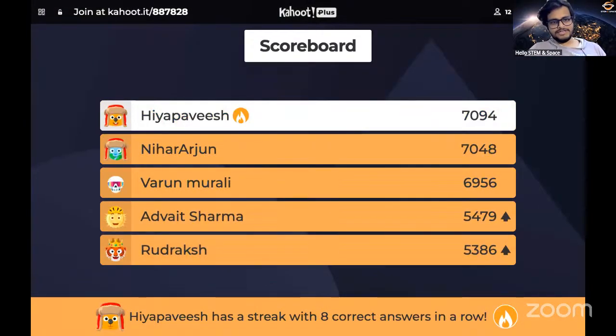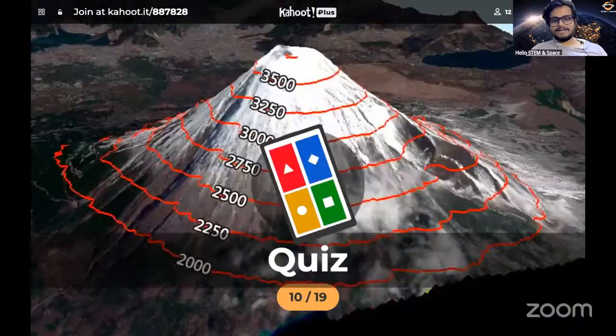Oh, small changes. He is still on the top. Nihar on second, Varun on fourth. Advait has climbed to the fourth position, and Rudraksh has come up on the leaderboard in the fifth position. It's a very tough competition going on. Yes, Mars, correct. Okay, let's see the next question.